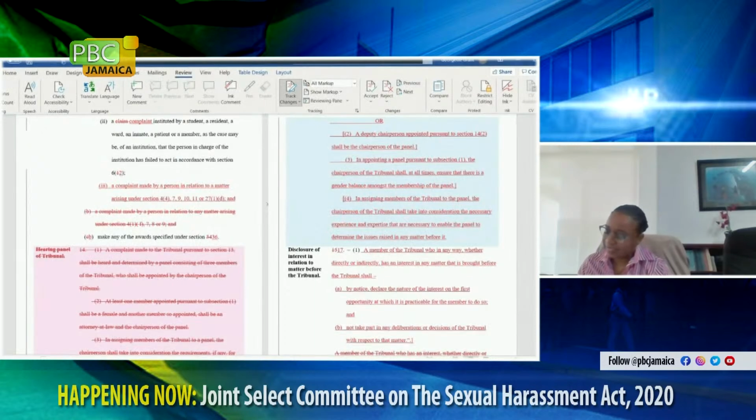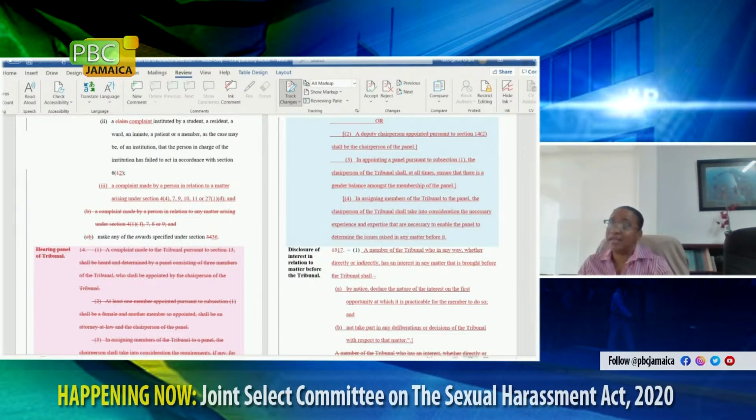Subclause 4, in assigning members of the tribunal to the panel, the chairperson of the tribunal shall take into consideration the necessary experience and expertise that are necessary to enable the panel to determine the issues raised in any matter before it. I think, Chair, we can now go with the last subclause 2, 3, and 4.